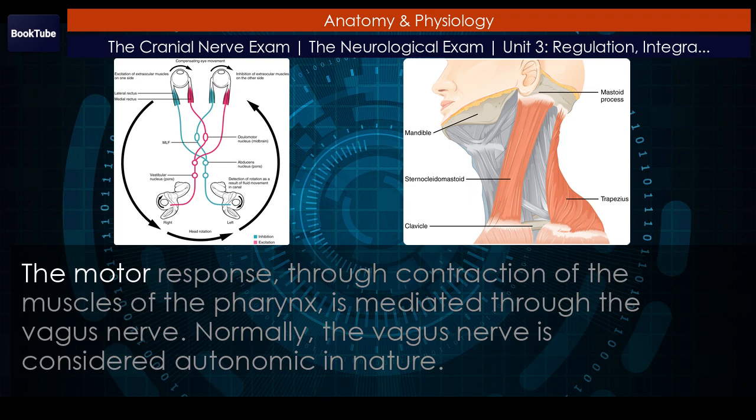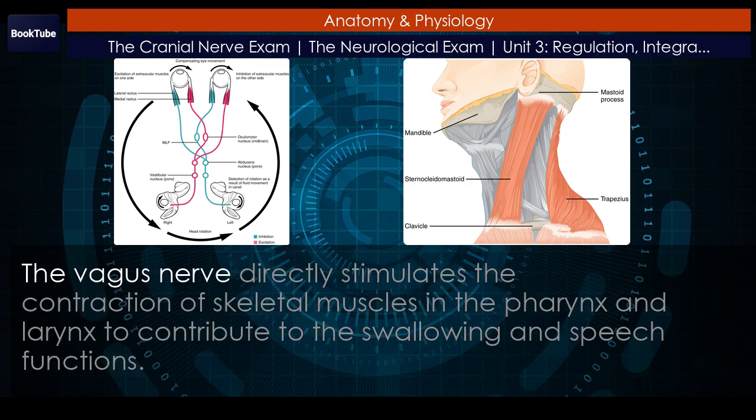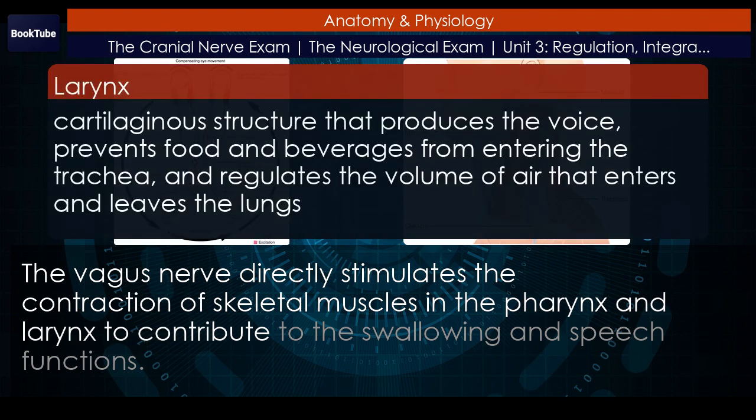The motor response, through contraction of the muscles of the pharynx, is mediated through the vagus nerve. Normally, the vagus nerve is considered autonomic in nature. The vagus nerve directly stimulates the contraction of skeletal muscles in the pharynx and larynx to contribute to the swallowing and speech functions.